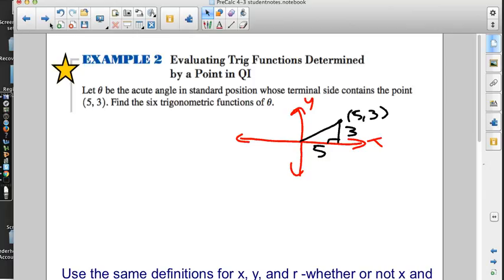Remember, we always rationalize the denominator. Yeah, if you make the picture, technically you don't have to memorize y over r, x over r, and y over x. You can just use the picture and use opposite, adjacent, and hypotenuse.